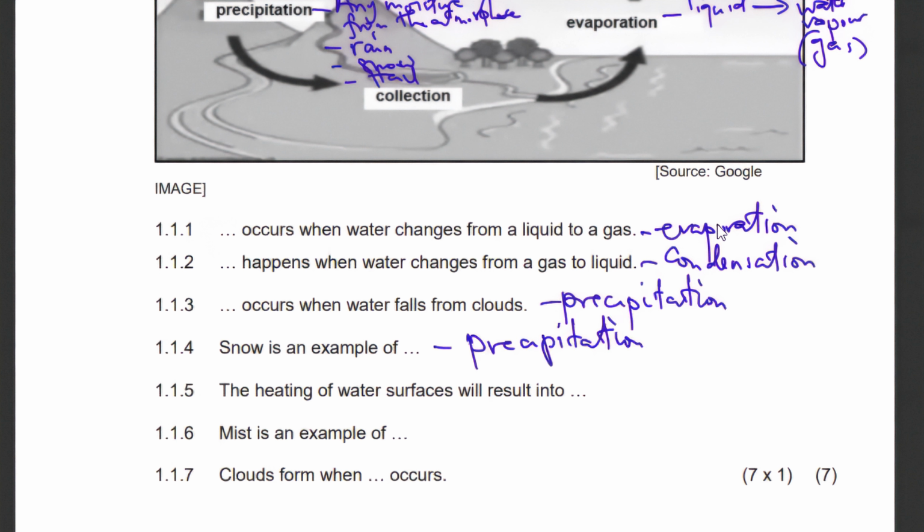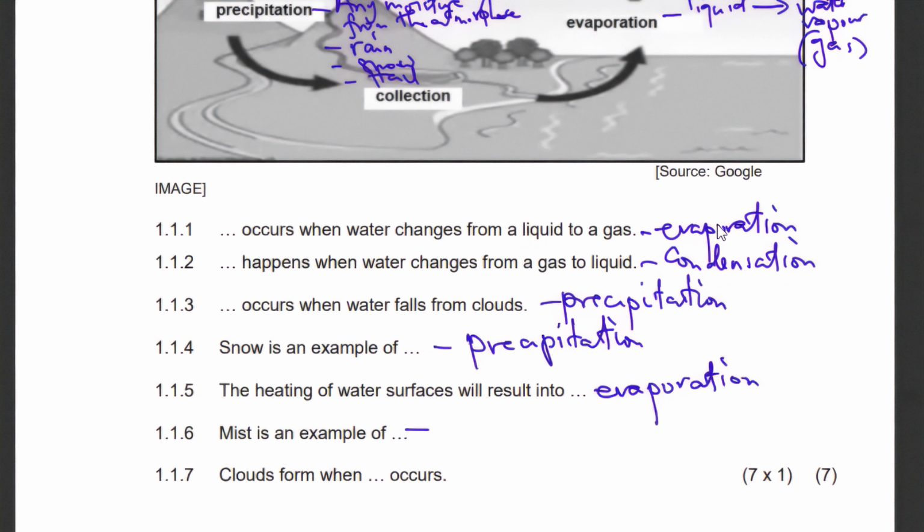Then the heating of water surfaces will result in evaporation. Remember, we said if heat is added to water bodies, to liquid water, it turns into a gas or water vapor. So if the dams, the rivers, the lakes, the seas are heated, the water becomes a gas in the form of water vapor, and it rises into the upper atmosphere where it condenses to form clouds that will result in the formation of precipitation.